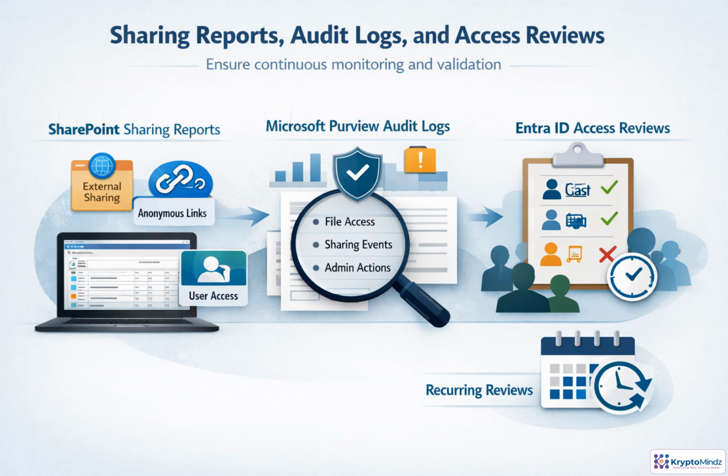Hardening is not a one-time configuration exercise. It has to be validated continuously. Start with SharePoint sharing reports to find external shares, anonymous links, and current access. Use Microsoft Purview audit logs when you need the timeline: who shared what, who opened files, what permissions changed, and which admin actions occurred. For sensitive sites, use Entra ID access reviews to confirm guests and group members still belong. The key is cadence. High-risk collaboration spaces need recurring reviews, so permission drift and stale access are caught before they become incidents.